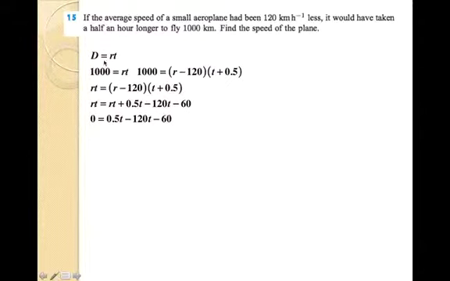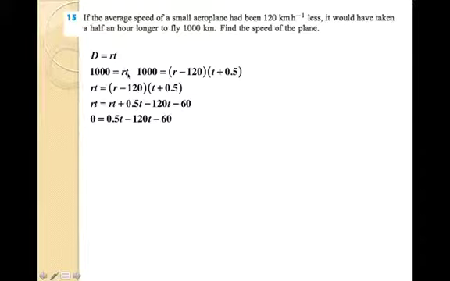So I took this formula and substituted in the values that were given to me. I know that the distance is 1,000 kilometers. I also know that equals my rate times my time, but I don't know the original rate, so it looks like it's been done sort of twice. The airplane had some original rate and original time that it took to go the 1,000 kilometers. We don't know either of those.